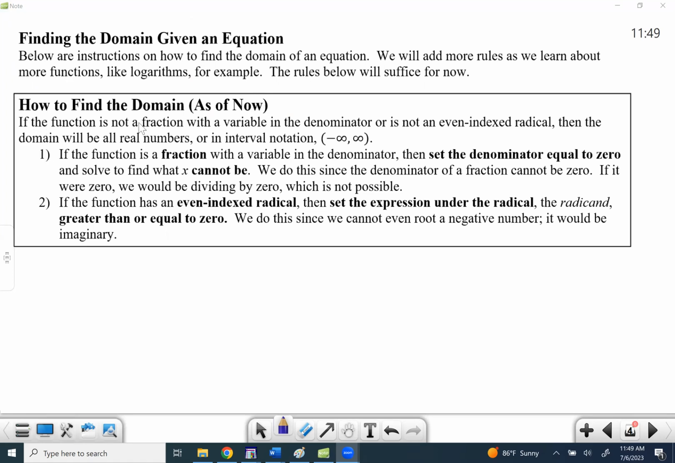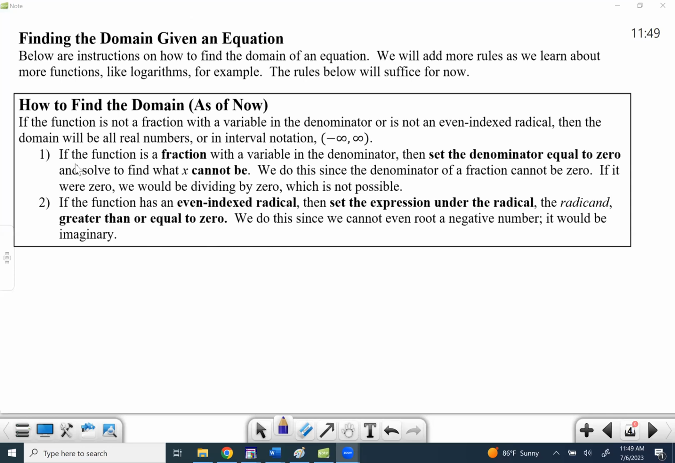So it says if the function is not a fraction with a variable in the denominator, or is not an even indexed radical, then the domain will be all real numbers, or in interval notation, negative infinity to infinity. This is the "as of now." We're going to add in logarithms later. We're going to add in other functions that have domain restrictions. And so know that it's actually a little bit more complex than what is right here. But as of right now, with all the functions you know, this will work.